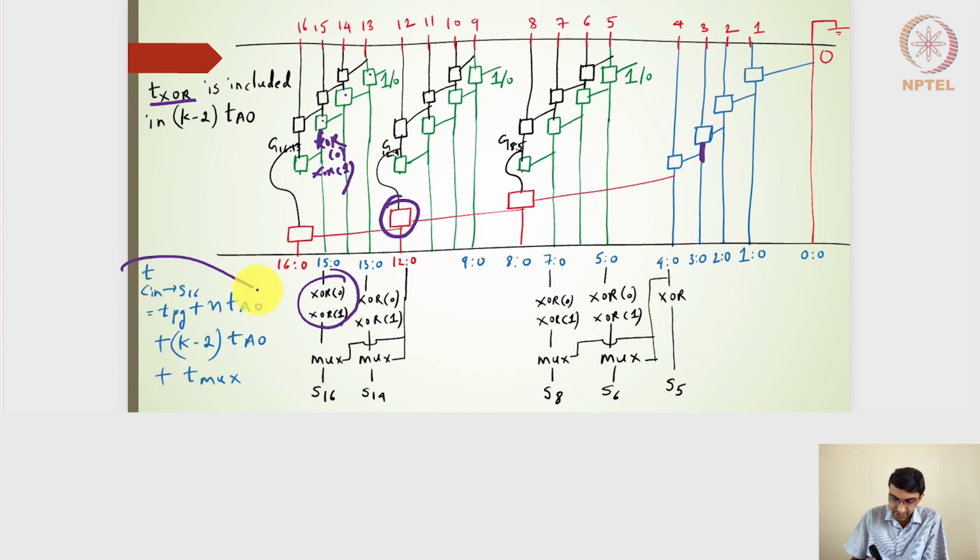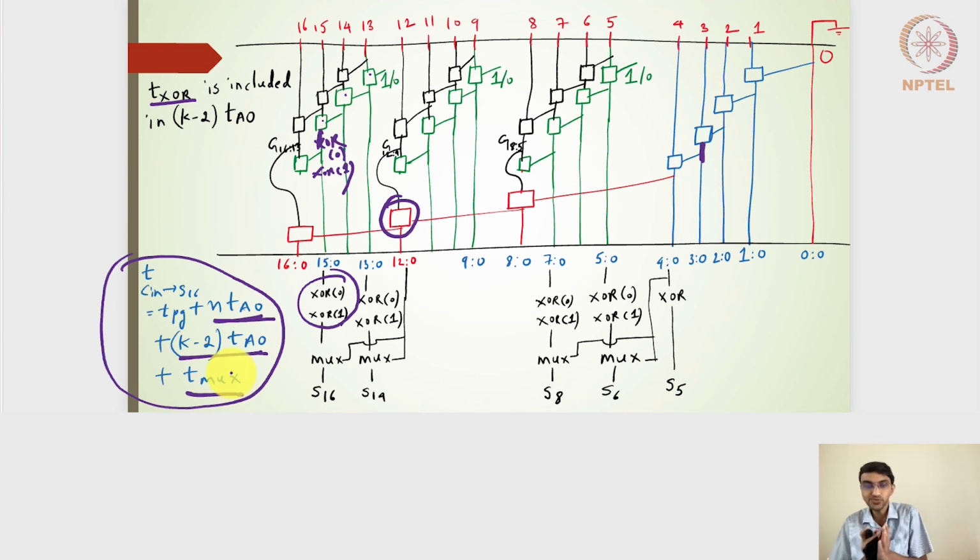So the delay is nothing but this particular expression, where it includes the PG bitwise delay, and then we have 4 TAO and then k minus 2 TAO. In this case, it will be 2 TAO and then one multiplexer. So in terms of making it more generic, with k groups and each group of n bits, we will have n TAO and k minus 2 TAO. So hope this is clear.